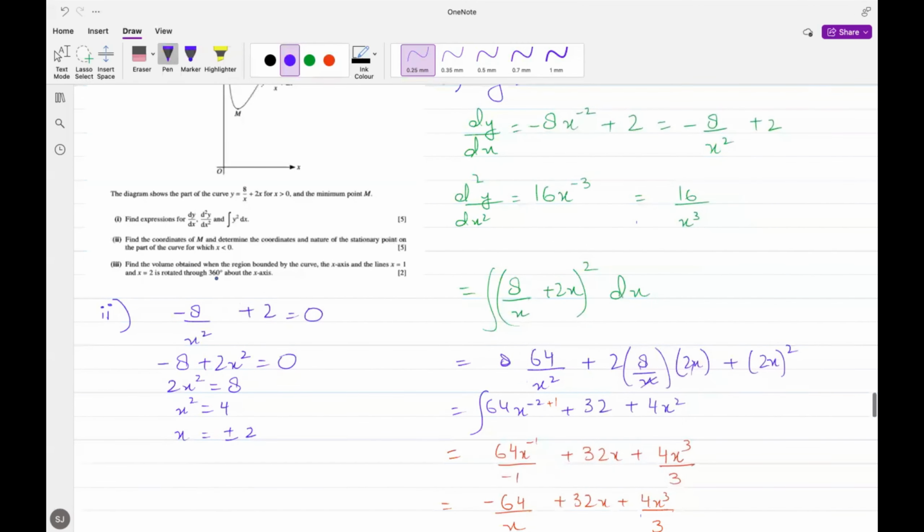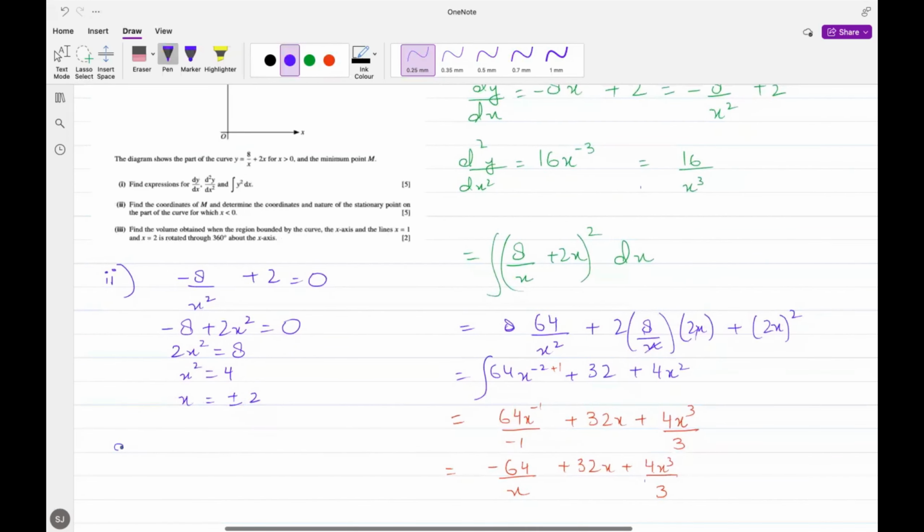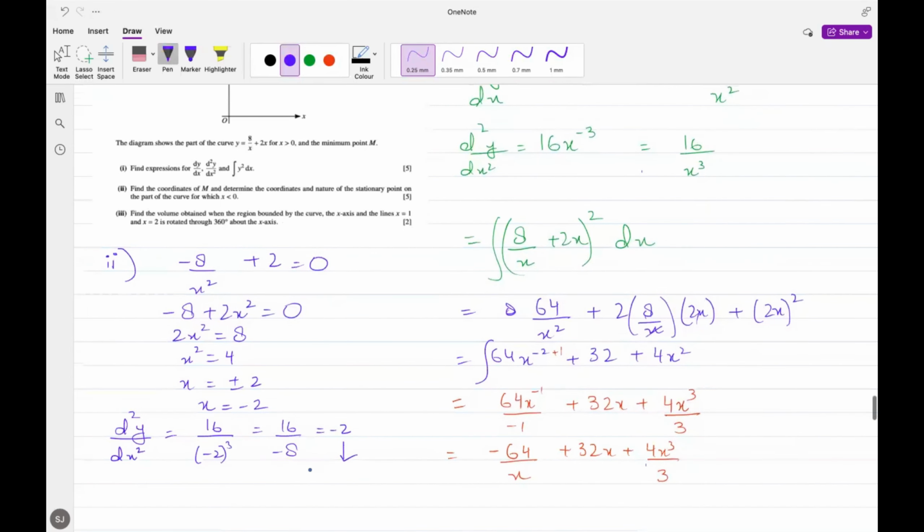Now to find the nature, we'll substitute this value of x into the double derivative that we found, which was 16 upon x cubed, as we had d squared y upon dx squared. In this part, it is asking us to find the stationary point on the part of the curve for which x is less than 0. So we'll be taking x equals minus 2. Using 16 upon x cubed, substituting minus 2, we'll get 16 upon minus 8. As it is negative, it means that the nature will be a maximum point.